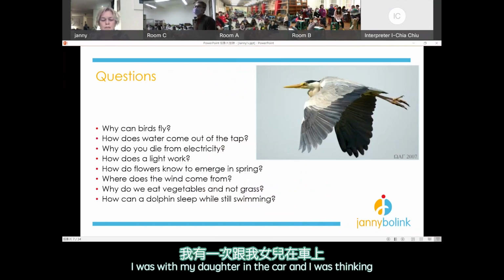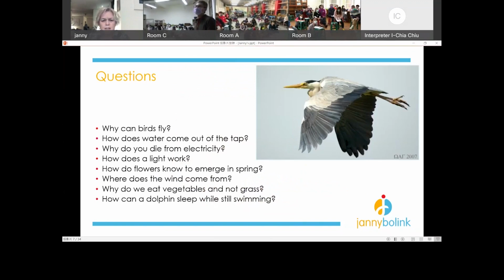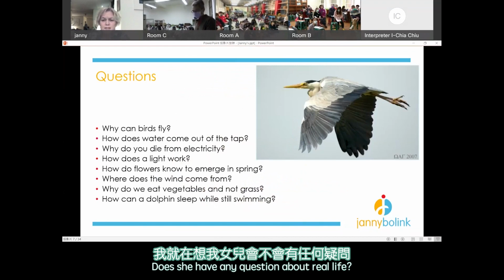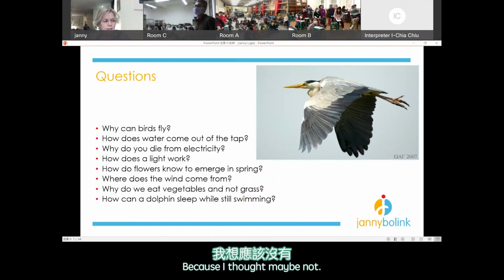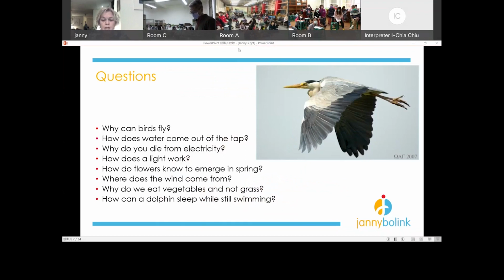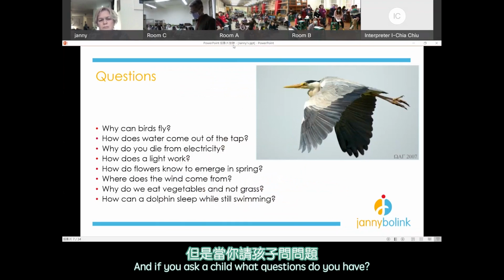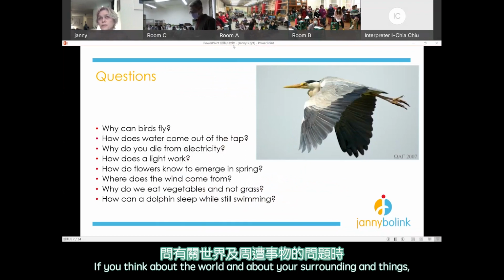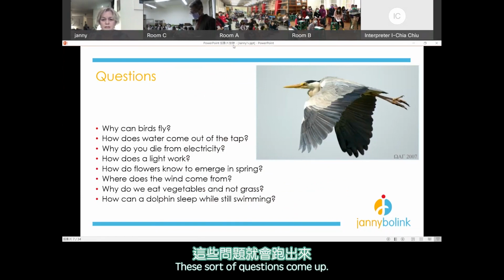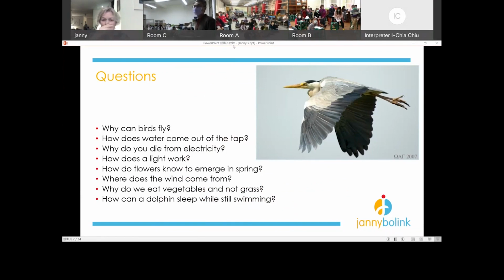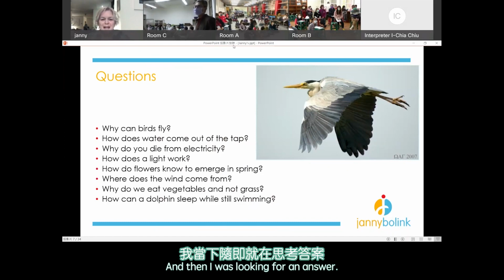Questions. I was with my daughter in the car and I was thinking, does she have any questions about real life? Because I thought maybe not. And if you ask a child, what questions do you have, if you think about the world and your surroundings, these sorts of questions come up. And then I was looking for an answer, but I do not have all the answers.